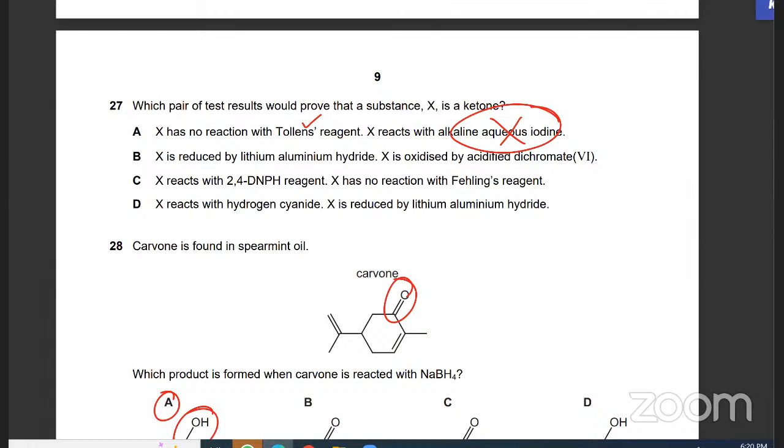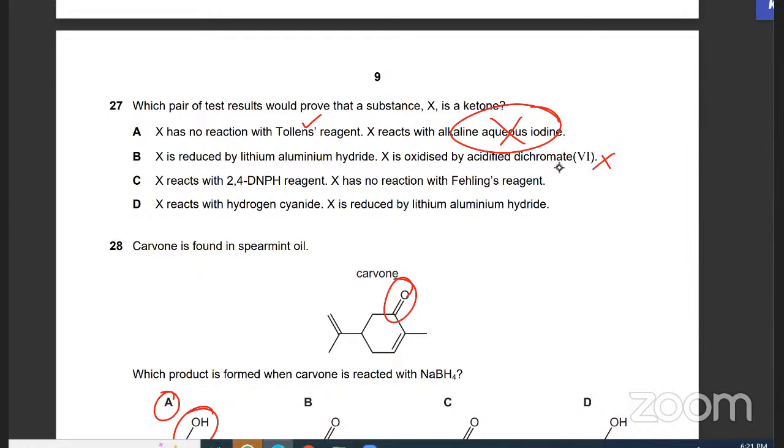As the next one, it can be reduced by aluminium hydride. Can it be? Yes. Sir, it can't be oxidized. You can't oxidize a ketone, so that's not possible.